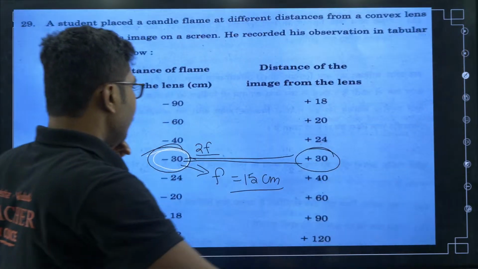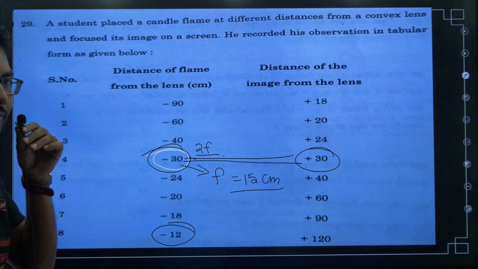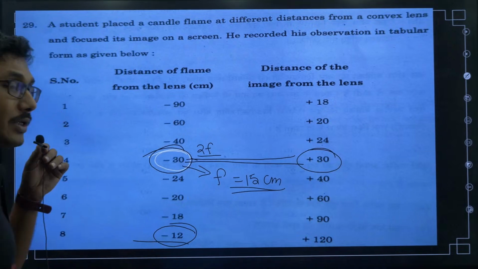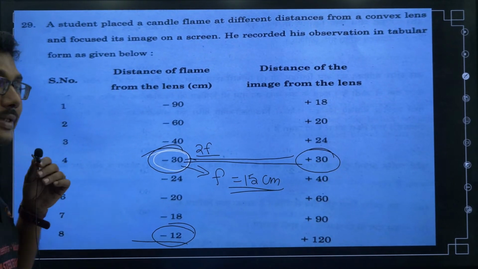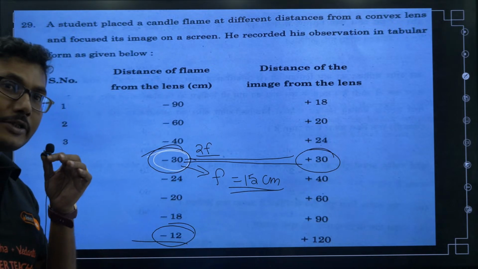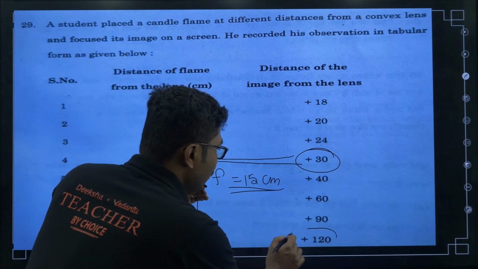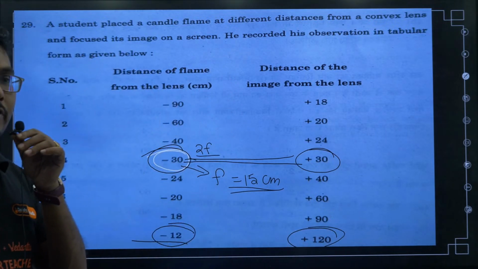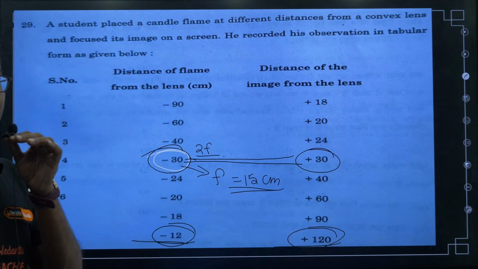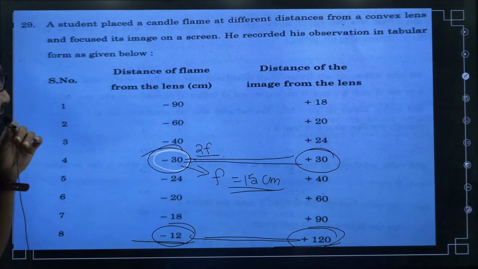So let's go back. If you see, this distance, minus 12, is basically less than the focal length. What was the focal length? Focal length was 15 centimeter, and this is minus 12, which is less than the focal length. So what happens when the object is kept at less than the focal length? Then we observe a virtual image. So in case of a virtual image, what is the sign of the distance? The sign of the distance should be negative as well, right? So in case of a virtual image, object distance and image distance both should be negative because both are on the same side, but that is not happening. That means this is a wrong observation.